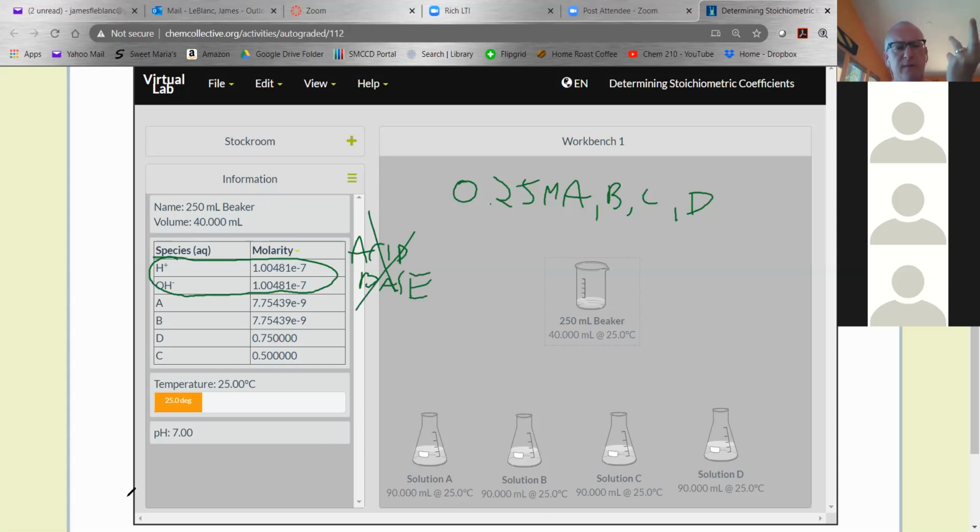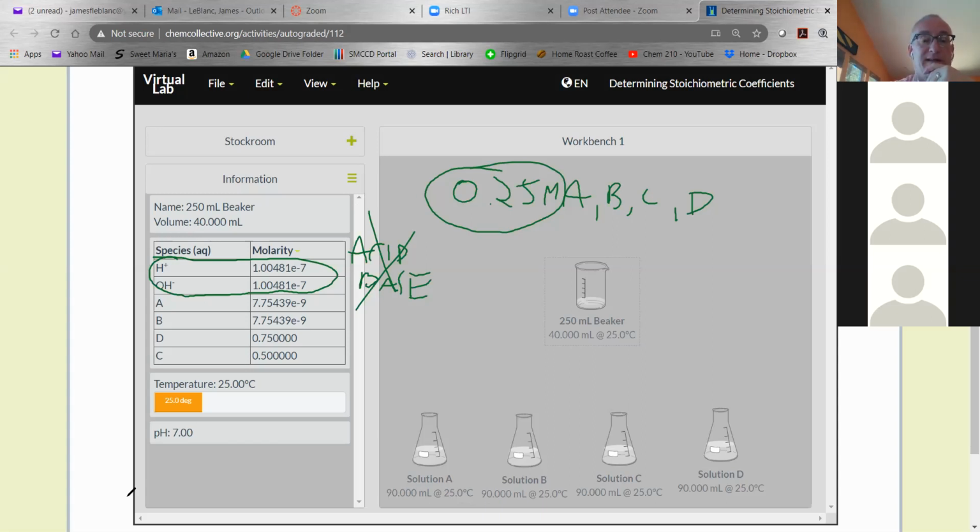But what's happened to the concentration of A and B? It didn't change. Well, what did I expect? Remember, I expected this. Is that what I'm seeing for A and B? No, it increased. They increased?